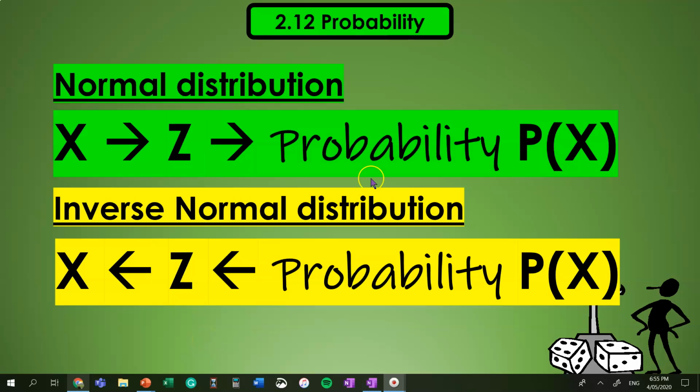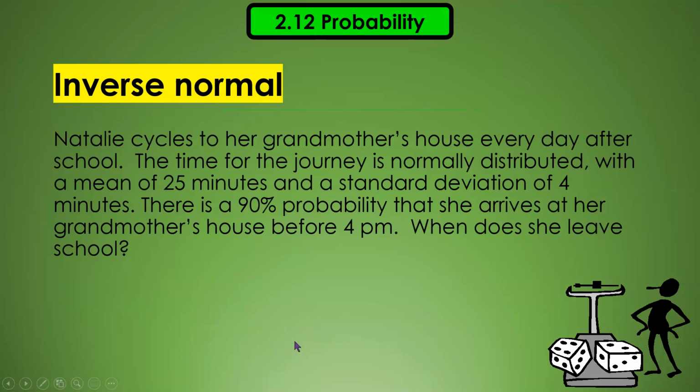So what that requires is a little bit of rejigging. Here's firstly an inverse normal question. Natalie cycles to her grandmother's house every day after school. The time for the journey is normally distributed, with a mean of 25 minutes and a standard deviation of 4 minutes. There is a 90% probability that she will arrive at her grandmother's house before 4 p.m. When does she leave? When does she leave school?